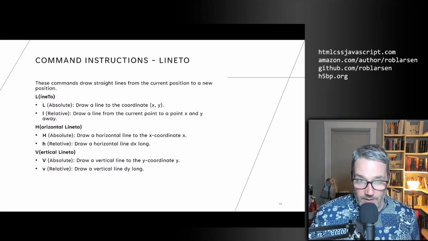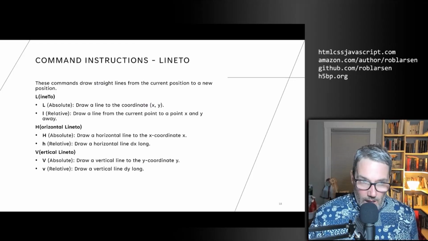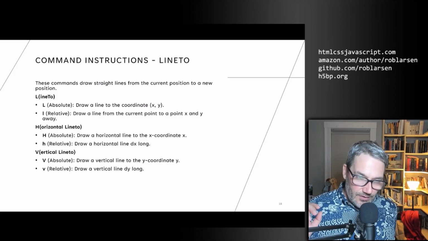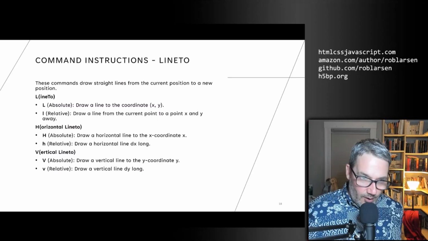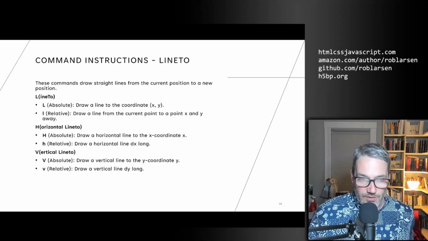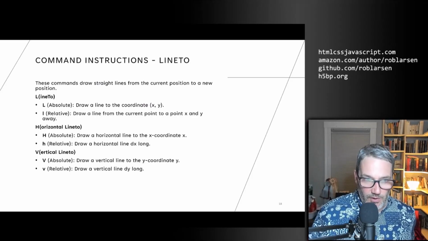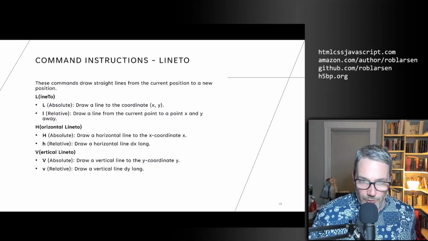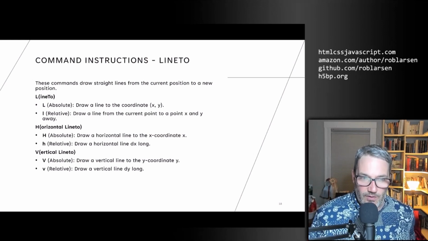Lowercase l, relative, draws a line from the current point to a point X and Y pixels away. So you don't necessarily need to know where the endpoint is. You just need to know how far up and how far over you want to go. H, horizontal line to: the capital H, absolute, draws a horizontal line to the X coordinate. H, relative, draws a horizontal line, not to a specific X coordinate, but you just give it a length.